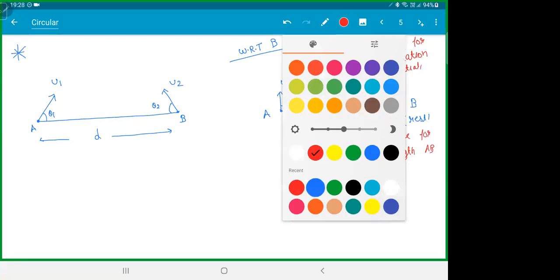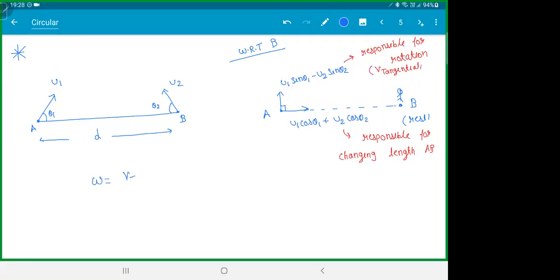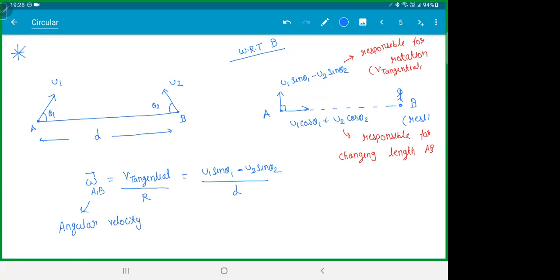So from the definition we got here, omega is V tangential by R. So this becomes u1 sine theta 1 minus u2 sine theta 2 by D. So what is this exactly? This is the angular velocity of A as seen by B. So B will think A is going with this omega. So I can even find omega for two particles which are moving. Stop one of them and then see the velocity. Angular velocity of A as seen by B.